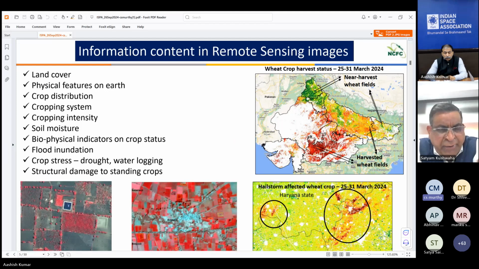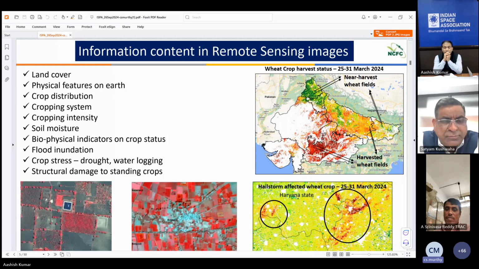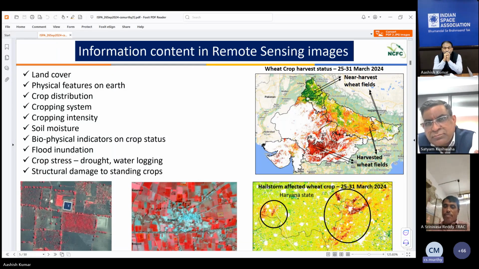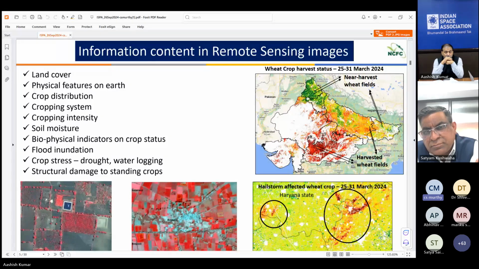So now if you look at the remote sensing images, whether it is Sentinel or Planet or whatever it is, basically they have this kind of information content. Land cover is the basic, very fundamental information which you can see from the remote sensing images, and physical features on the earth, whether it is a tank or a concrete structure. If you talk about agriculture, it is minor irrigation tanks or any other interventions that have taken place at the ground level, physical structures in your MNREGA programs or rural development programs, and the crop distribution.